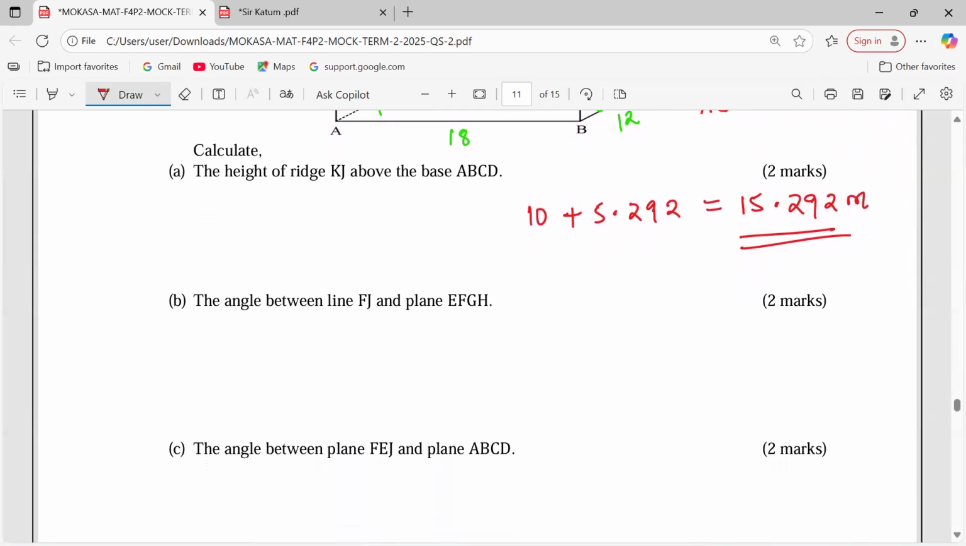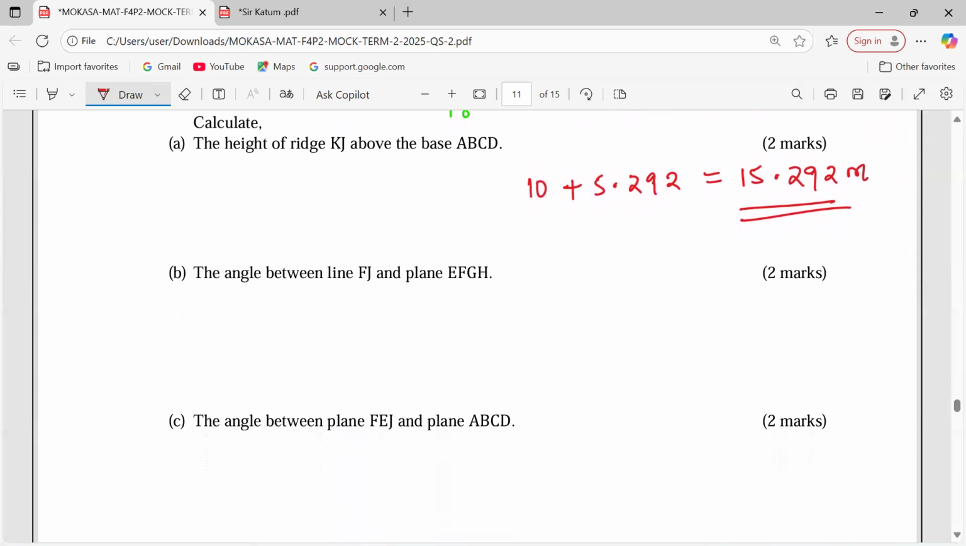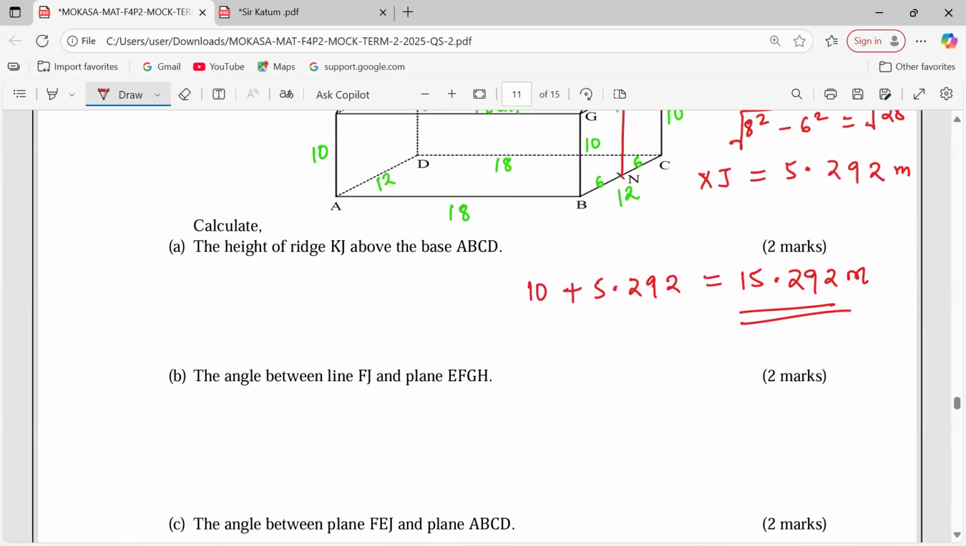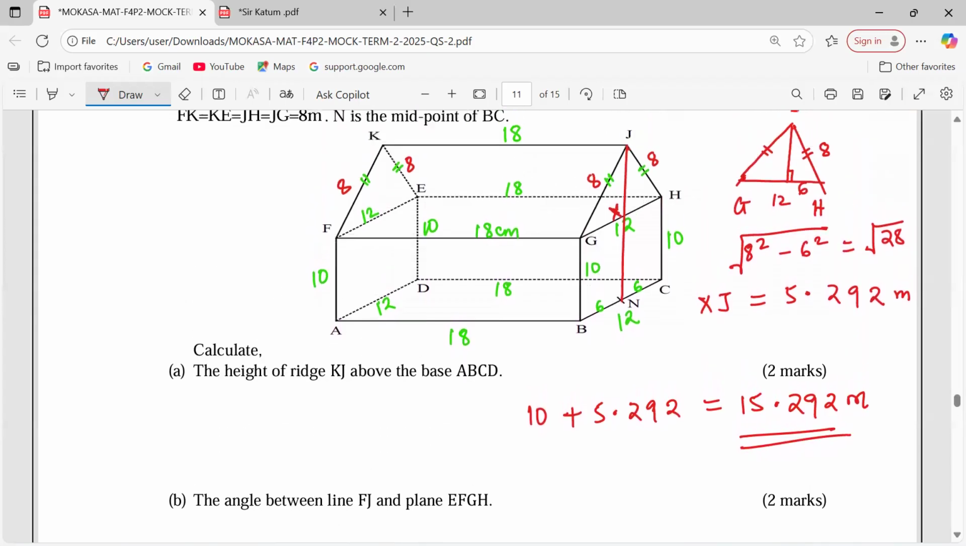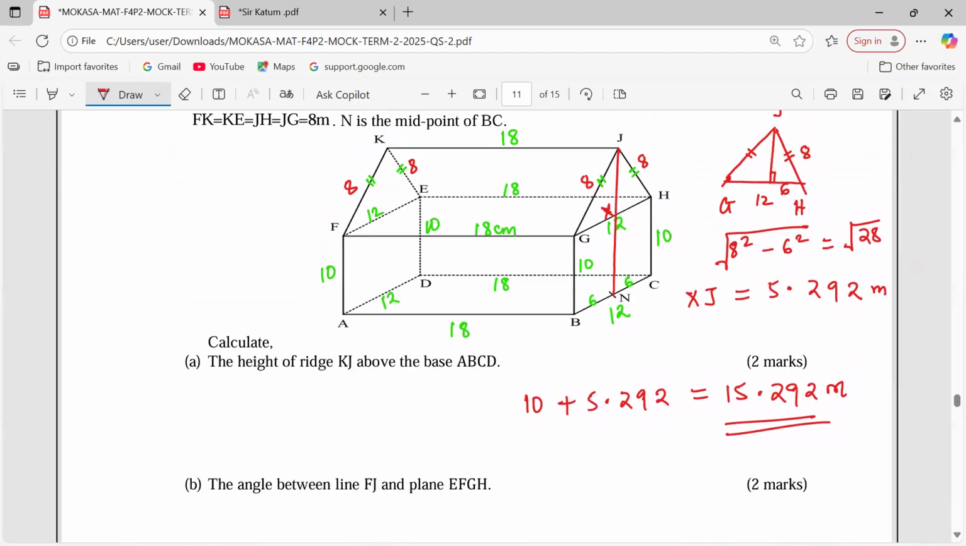Then we check part B of this. This part B is telling us that the angle between line FJ and the plane EFGH. FJ, you can see FJ. FJ is a line from this point to the other across.